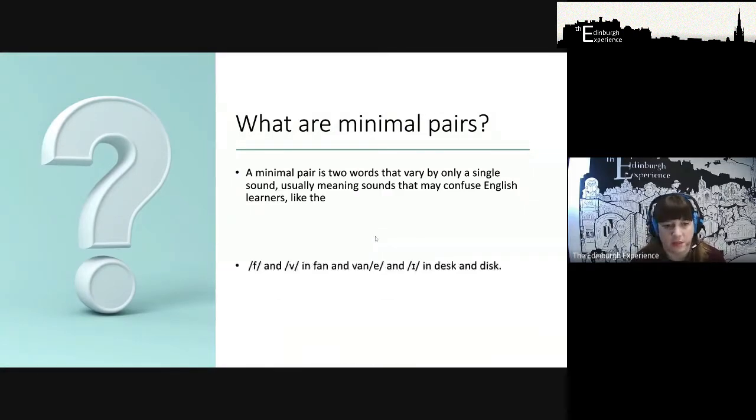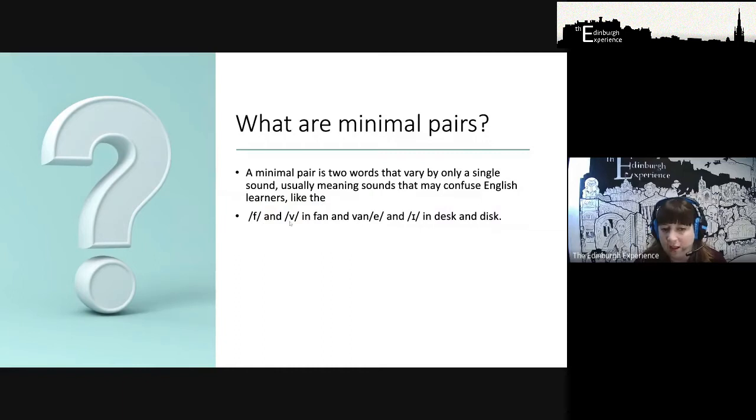So to give you some examples, guys, I'm talking about the f and the v. Okay, so for example, fan and van. Yeah, really similar words, but a slight difference. Or the e and the i. So desk and disc. Yeah, and different languages. Learners from different languages will have different problems with minimal pairs, because a lot of it depends on the sounds in your own language. So we're going to look at a selection today.